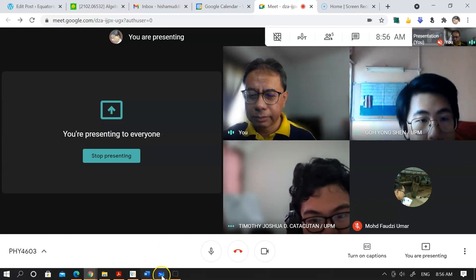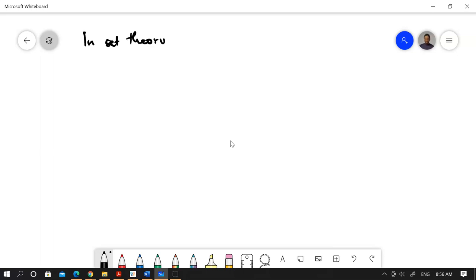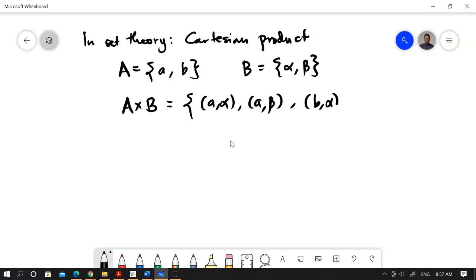A tensor product, so let me go to the board. In set theory, for example, you have what we call a Cartesian product. These are just sets. For example, I can have a set A, and then another set B with alpha and beta. The set A cross B, the Cartesian product of A and B, is to take all possible pairs that you can actually form. So here will be A alpha, A beta, B alpha, B beta. So this is in terms of set theory.